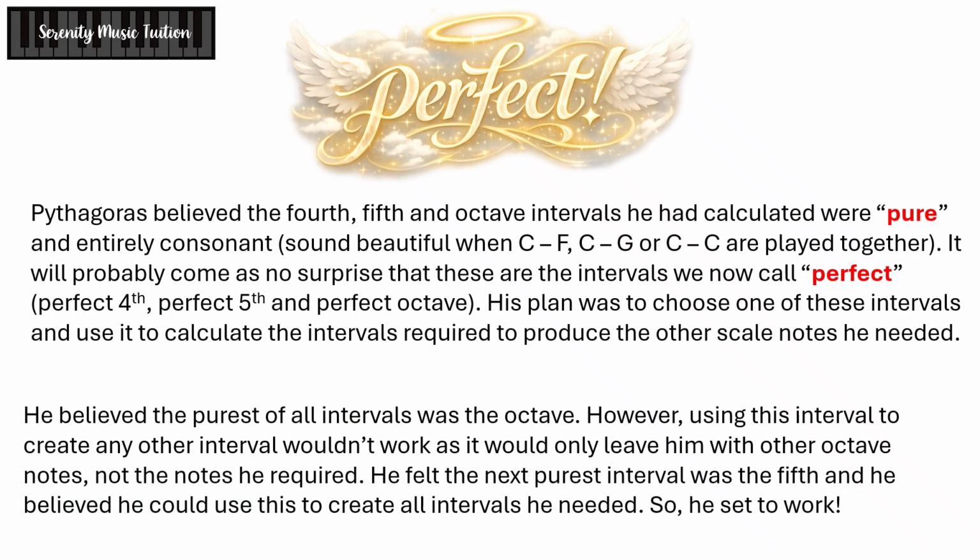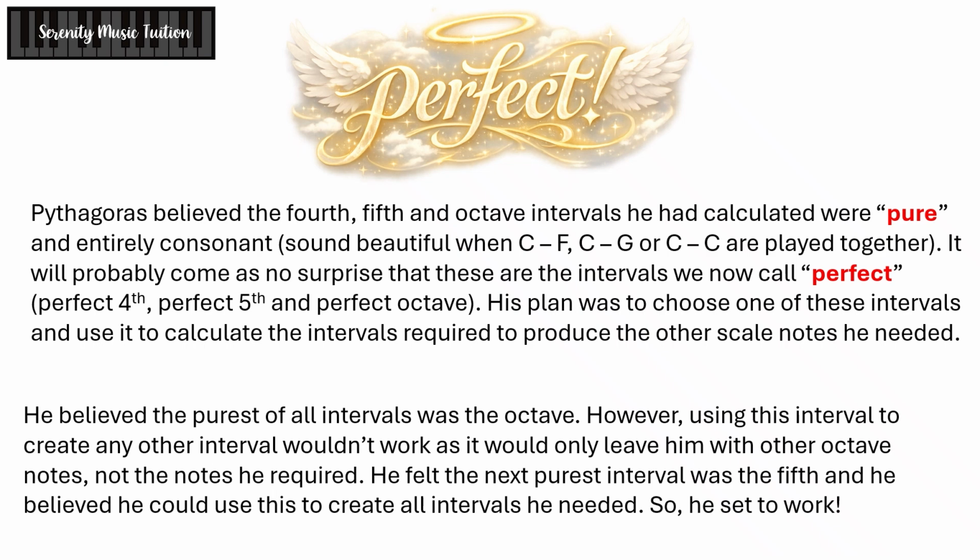Pythagoras believed the fourth, fifth and octave intervals he had calculated were pure and entirely consonant. In other words, they sound beautiful when C and F, C and G, and C and an octave higher are played together. It will probably come as no surprise that these are the intervals we now call perfect: the perfect fourth, perfect fifth and perfect octave. His plan was to choose one of these intervals and use it to calculate the intervals required to produce the other scale notes he needed. He believed the purest of all intervals was the octave.